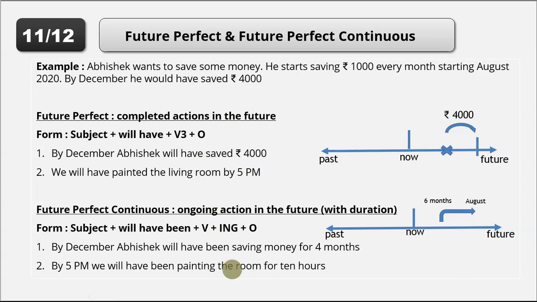Now one thing you need to remember is that these two tenses are not used very often in daily English language. So if this sounds a little complicated, well, please don't worry. In normal English conversation, these kinds of sentences are not used, but it's good to understand the logic and the concept behind it.